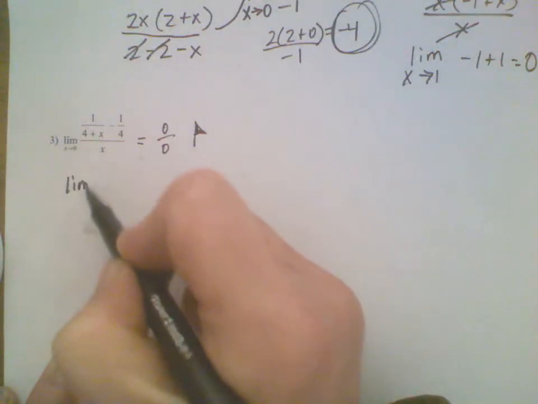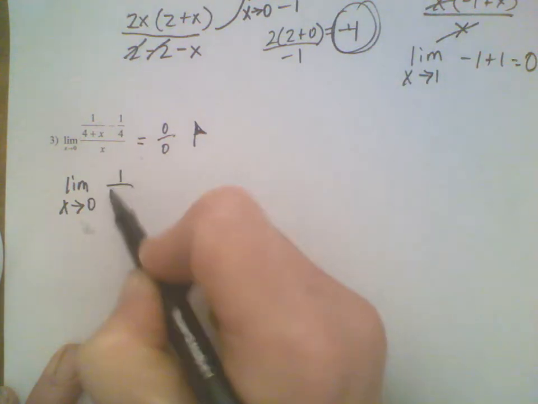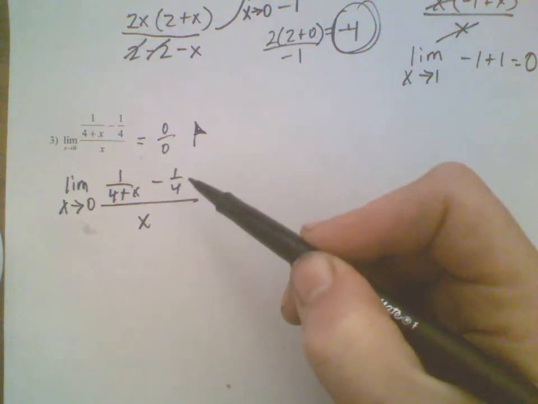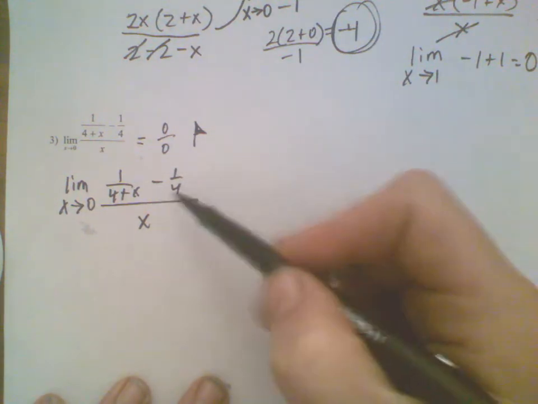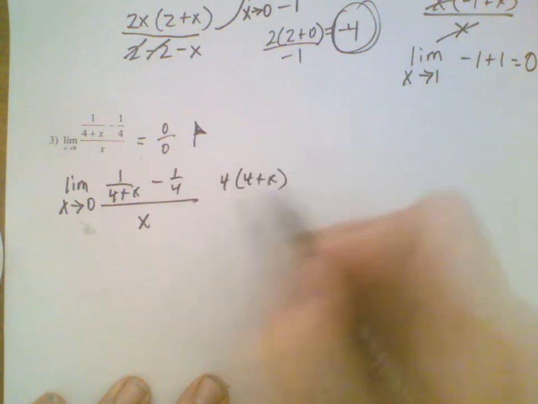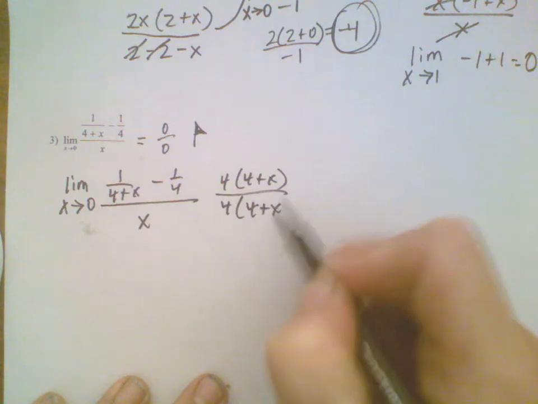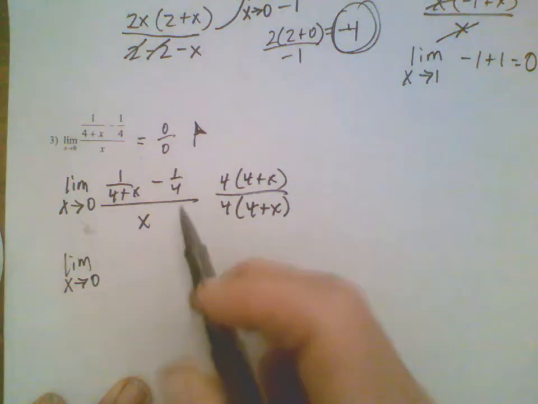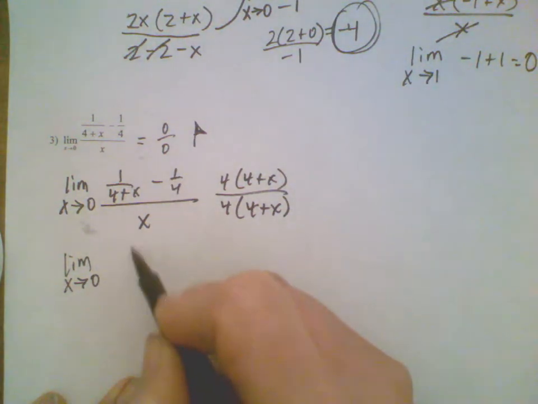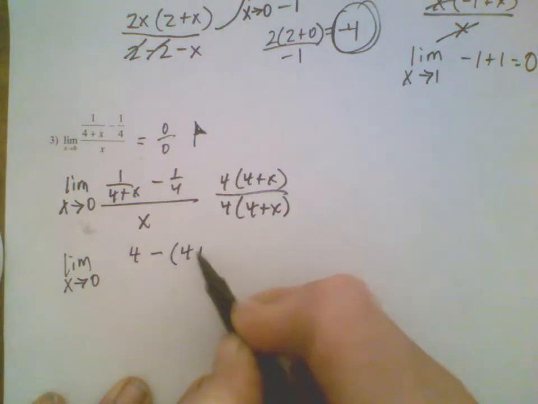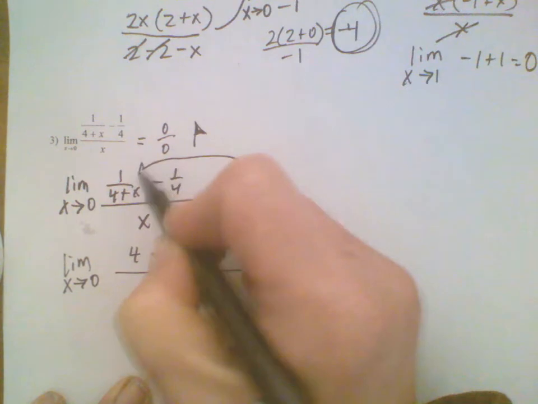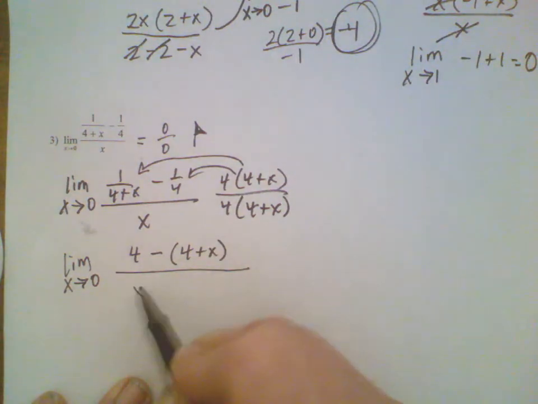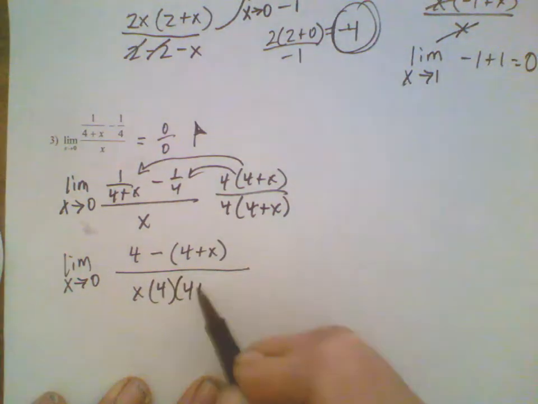So I will do the limit as x approaches 0 of 1 over 4 plus x minus 1 over 4, over x. It doesn't matter that my complex fraction is in the numerator this time; I'm still going to treat it the same way. My common denominator is 4 times 4 plus x over 4 times 4 plus x, leaving me on top with 4 minus 4 plus x. Multiplying by the first, the 4 plus x cancels out; multiplying by the second, the 4 cancels out. That's over x times 4 times 4 plus x.